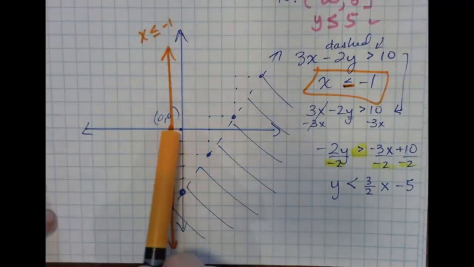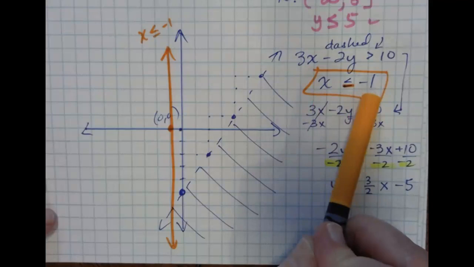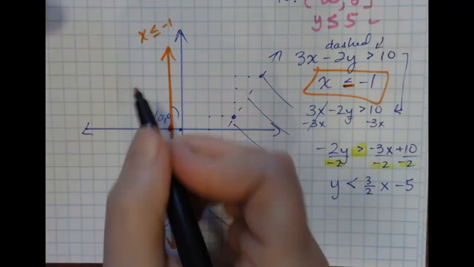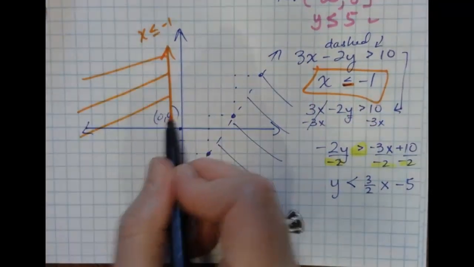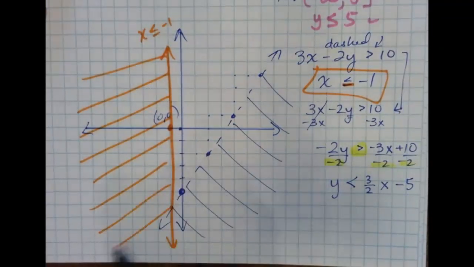So plug in 0, 0. Is 0 less than -1? It is not. So we are going to shade away from 0, 0. 0, 0 is right there, and it is not shaded either time.